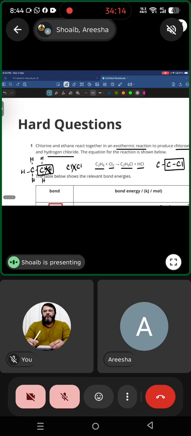Now we are done with the medium and the hard part. The easy ones will be done by you right now. I'm going to send you the file.